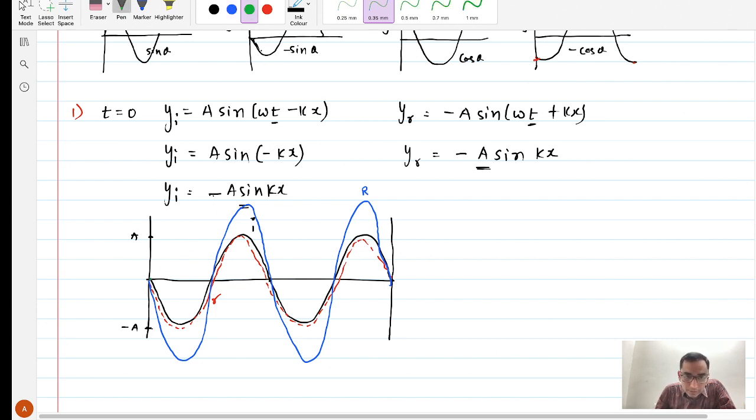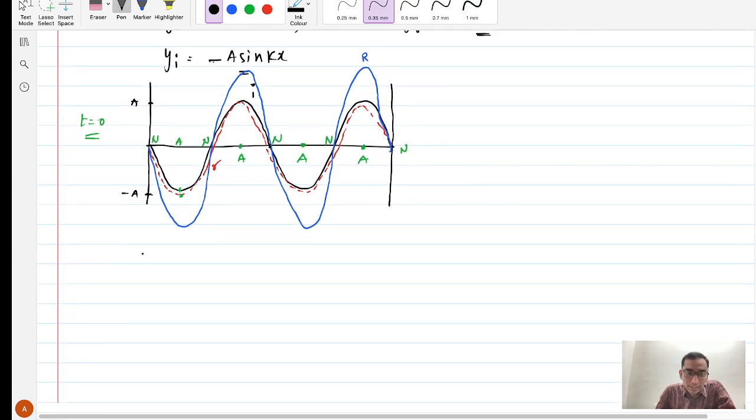Now these points where the crests of both meet are antinodes. This is an antinode, this is an antinode, this point is a node, this is an antinode. Again over here, between two antinodes you will have nodes, like this. So this is the graph at time t equal to 0 for all three waves.